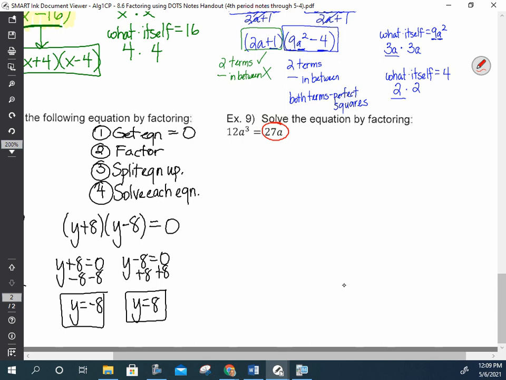So how do we get rid of this 27a? We need it equal to 0. So 27a has to move. Adding, subtracting, multiplying, dividing, what are we going to do? Take a guess. Wrong is wrong. Who cares?